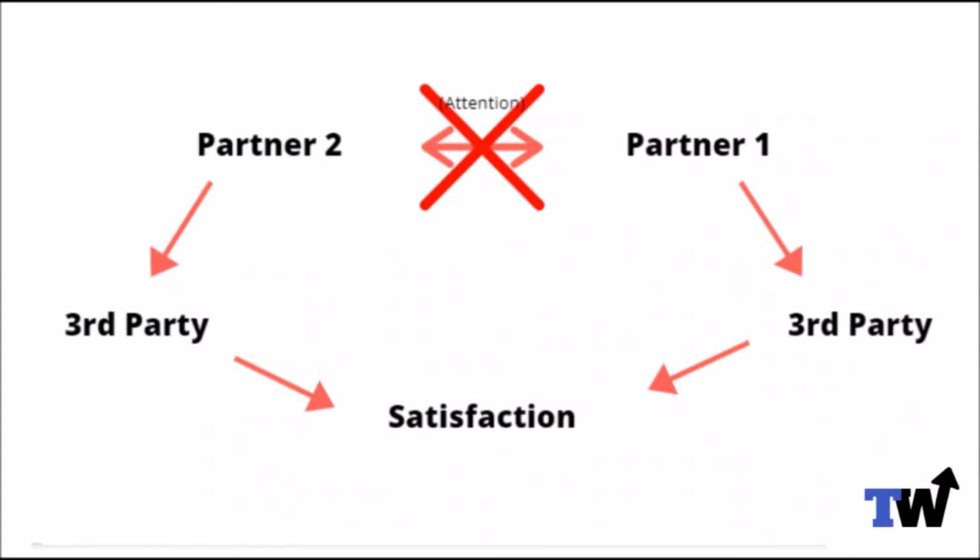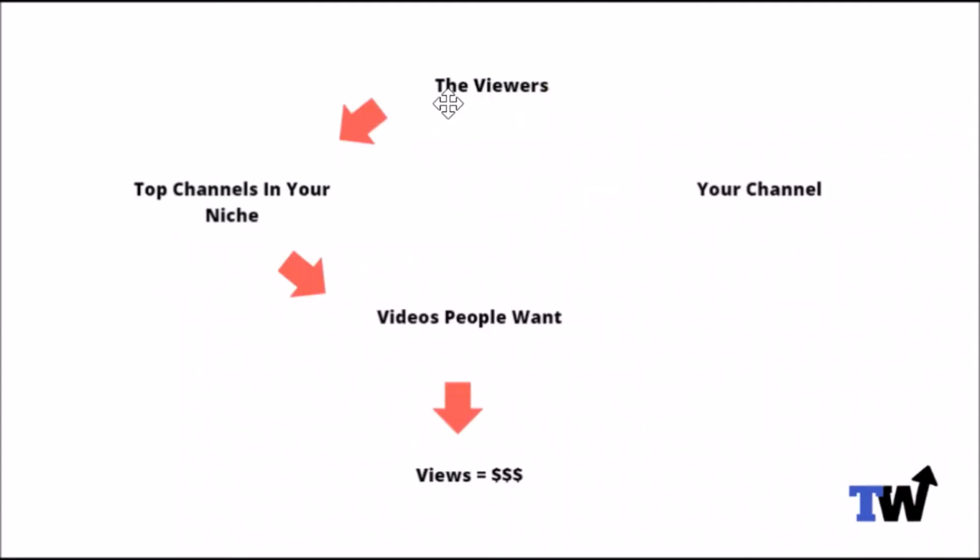And this is what this relationship kind of looks like on YouTube. You got the viewers, the top channels within your niche, your channel, the videos people want, and then views, and views obviously equal money. So this is how it should naturally look. Like right now, you're gonna have the viewers. They should be going to the top channels within your niche.